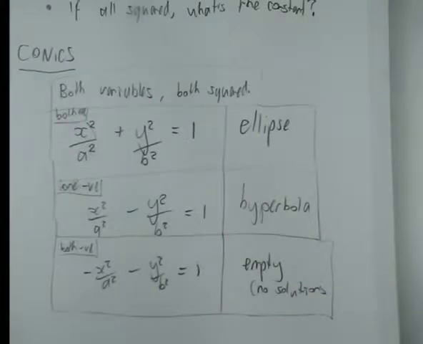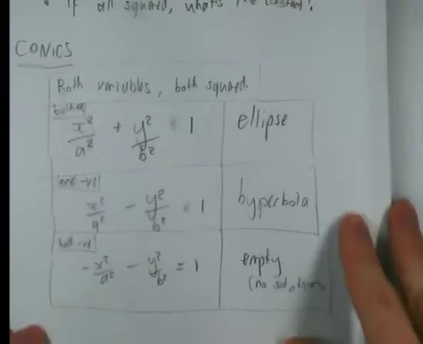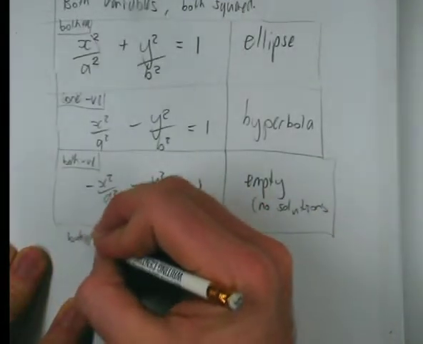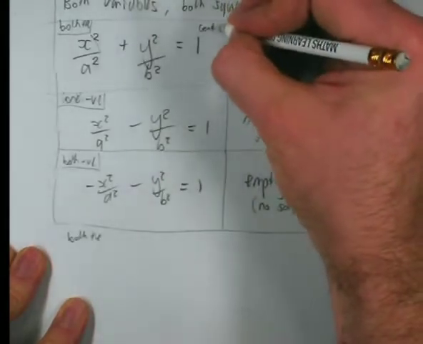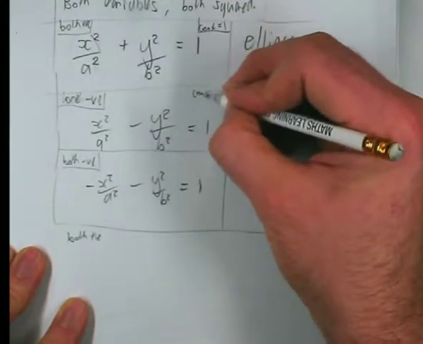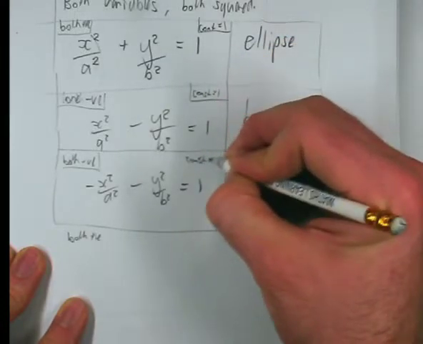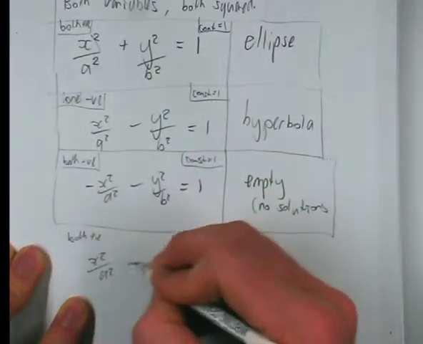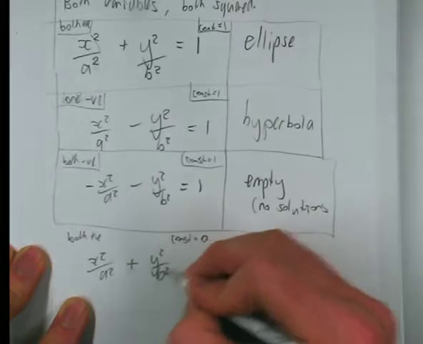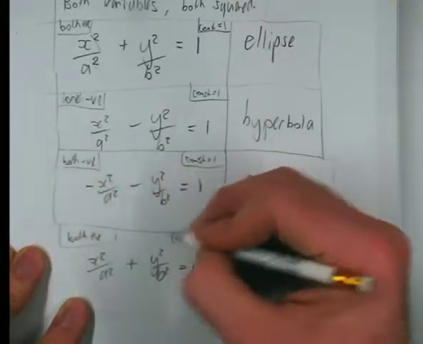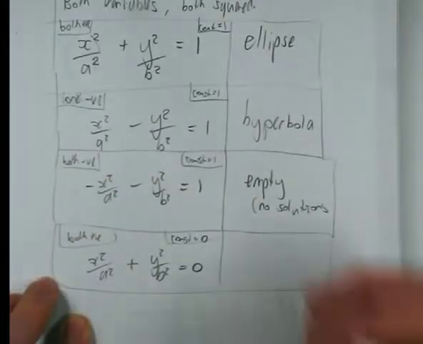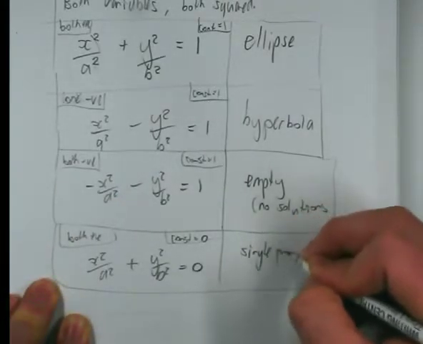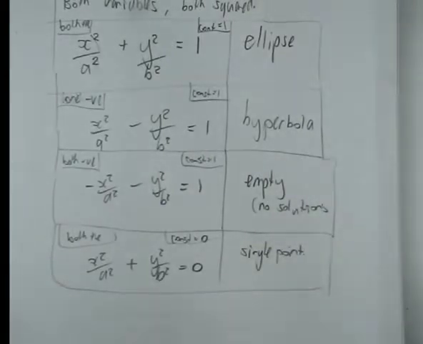And there is one more option. We do need to consider what's going on with the constant. Okay, so if they're both positive and the constant is 0, that's a single point. It's like a circle of radius 0, basically.